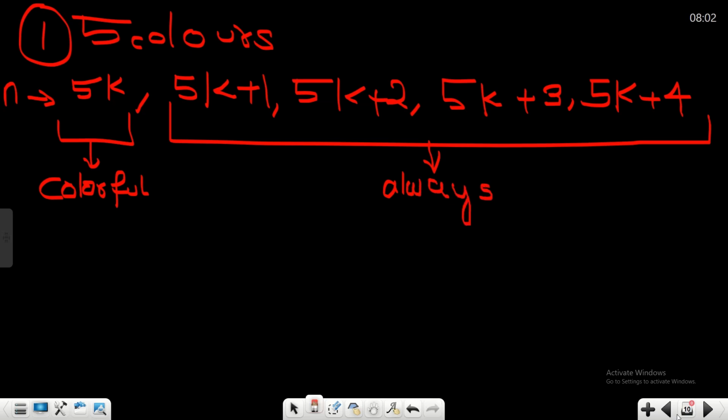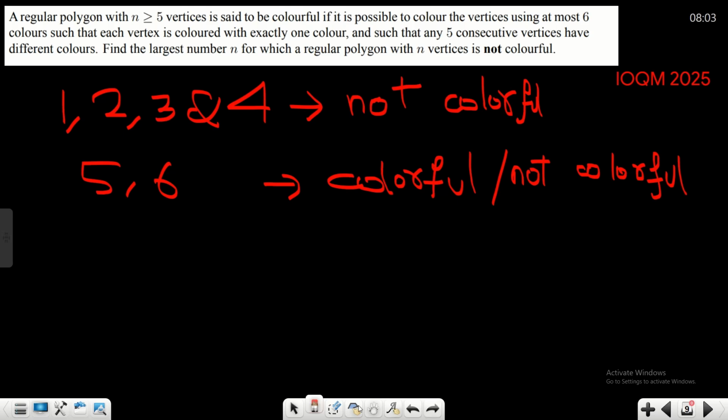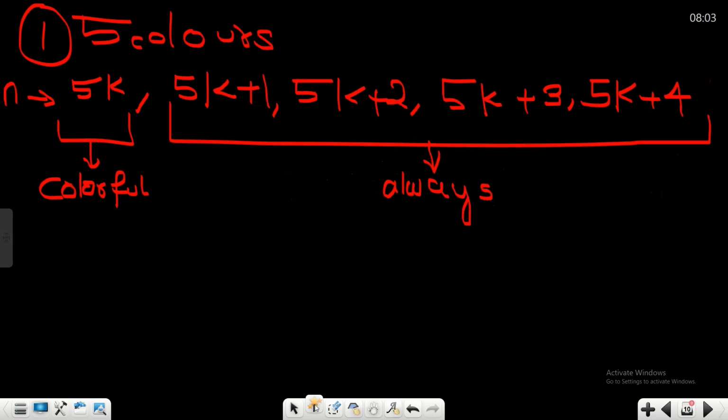Logic wise, this is the logic, and so this is going to be always not colorful. So n can be in the form of 5k plus 1, 5k plus 2, 5k plus 3 or 5k plus 4, meaning that when you divide n by 5, the remainder can be 1, 2, 3 or 4. Having remainder 0 is always colorful.